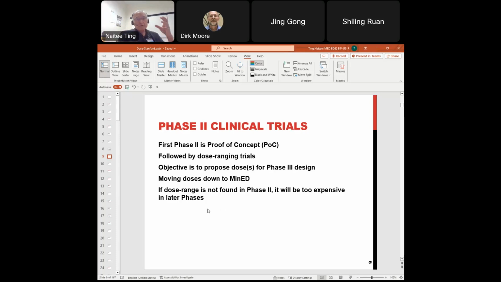And when I tell the story, people say, Naitee, you claim you're a scientist. You were talking about the statistical science to help with drug development. Why do you talk about the marketing commercial issue? I say, wait a minute. This is absolutely a scientific problem. Why? Because the only chance you can find minimum effect dose, you can find the range of doses, is phase two. If you miss phase two, it'll be very expensive in phase three and phase four. It's a hard lesson we learned over the years.